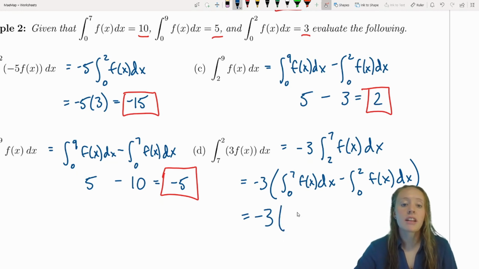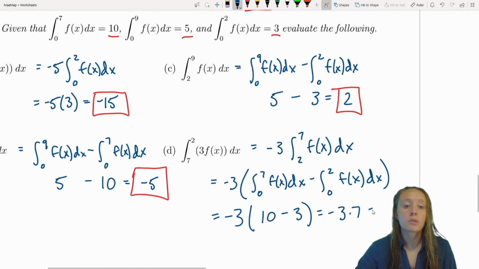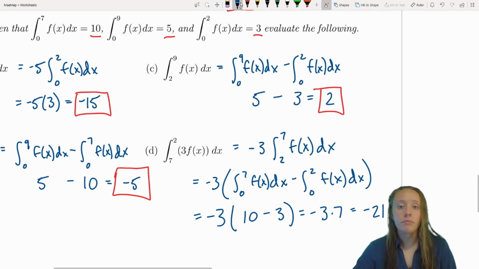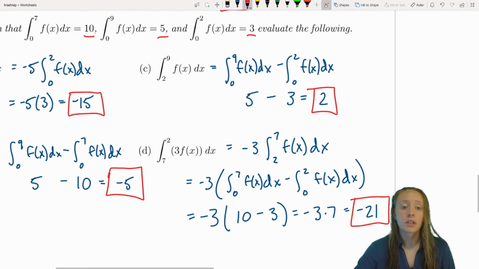From 0 to 7, that was a +10, and from 0 to 2, that was a +3. 10 minus 3 is going to give me a +7, and I'm going to multiply that by -3. So -3 times 7 is equal to a -21. So -21 is my final solution on this worksheet.